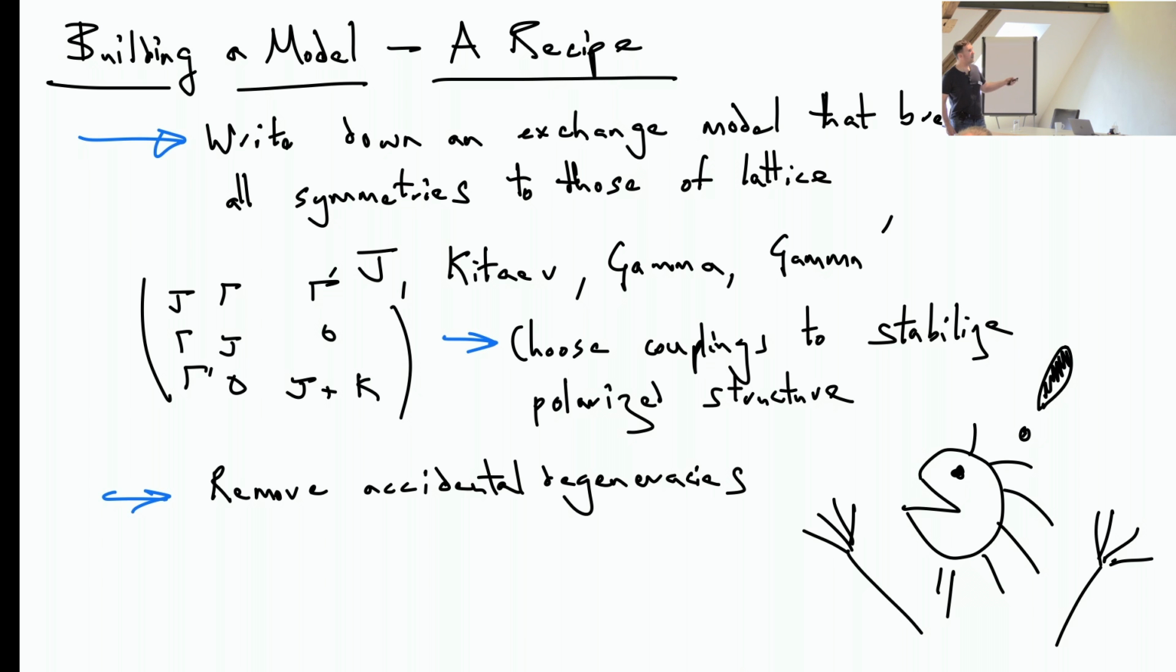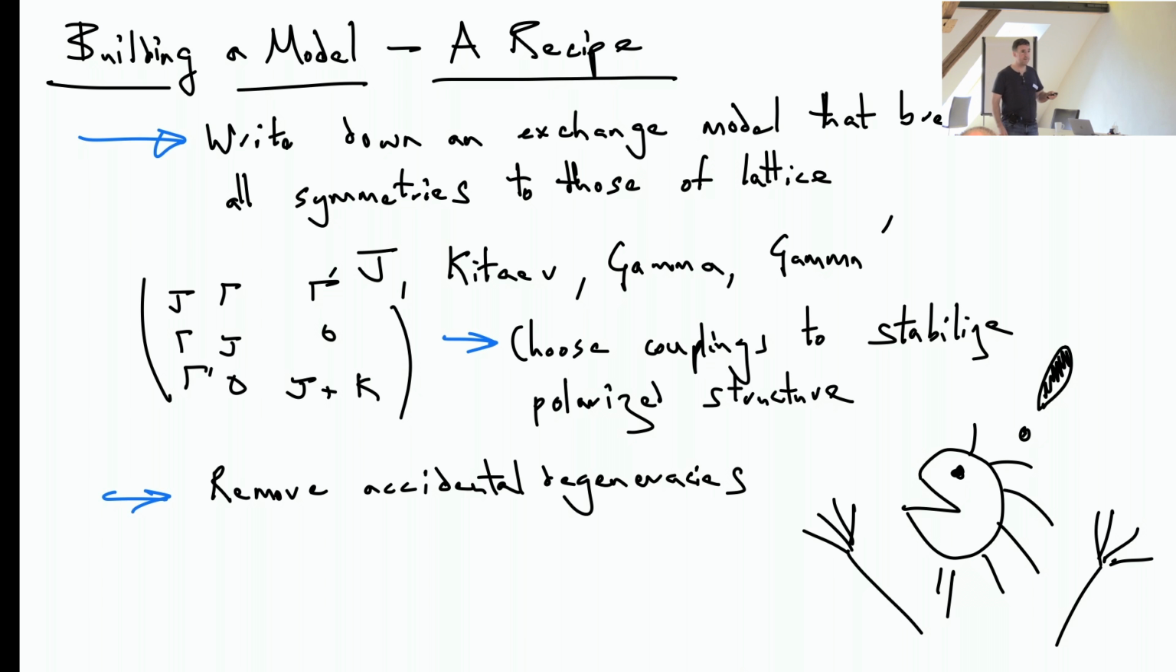But in the end, what you want is to connect to actual materials. So what we can do is just write down an exchange model that respects these basic symmetries, that constrains the interactions that you can have between the moments, and then you can just stabilize the structure, and that's it. You have the band topology in your model after you remove accidental degeneracies.